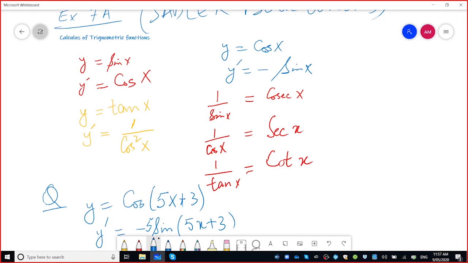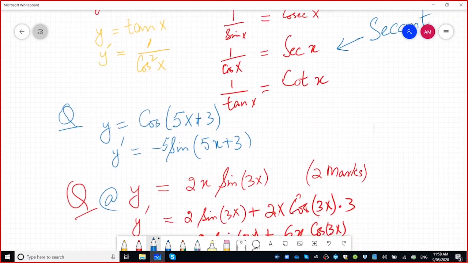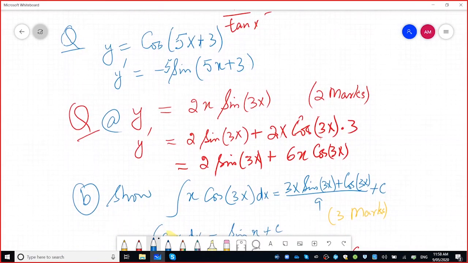What is 1 over cos x called? Sec x, secant. Let me write it, it's written as sec, but it is secant, S-E-C-A-N-T. Then there is cotangent. So tangent, cotangent, sine is cosecant. Cosecant, secant, cotangent.